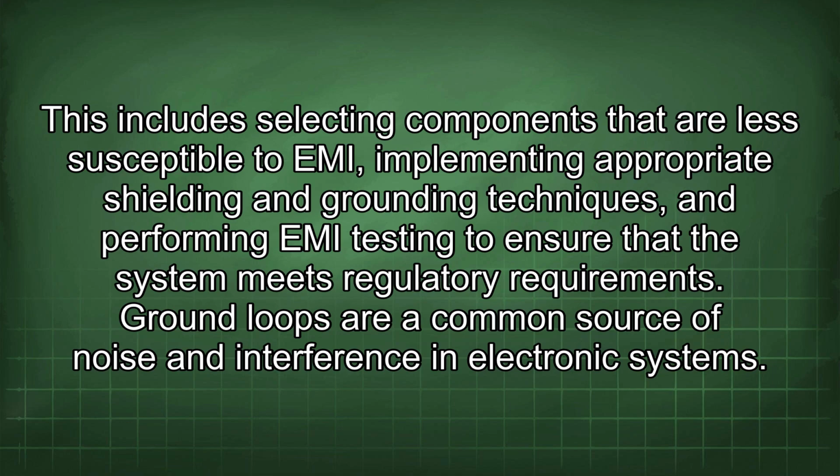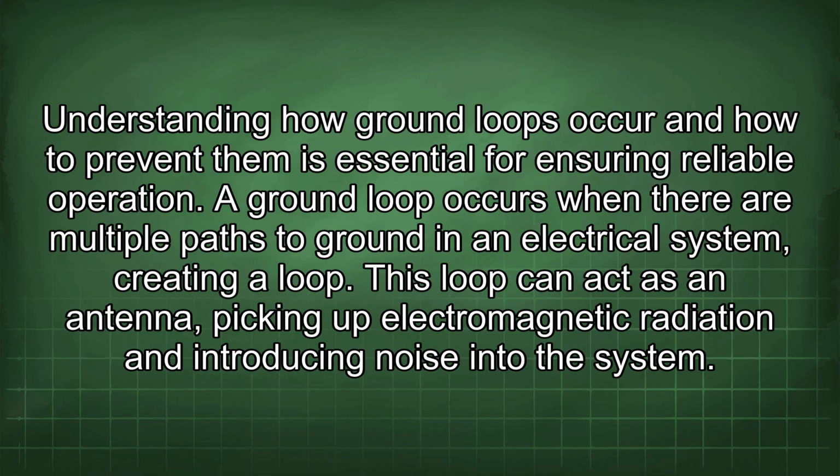Ground loops are a common source of noise and interference in electronic systems. Understanding how ground loops occur and how to prevent them is essential for ensuring reliable operation. A ground loop occurs when there are multiple paths to ground in an electrical system, creating a loop. This loop can act as an antenna picking up electromagnetic radiation and introducing noise into the system.